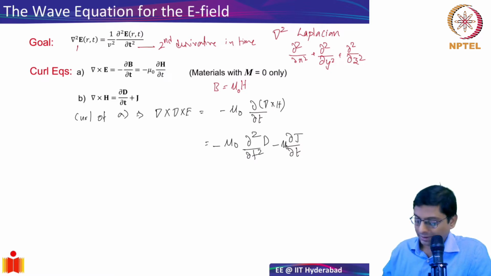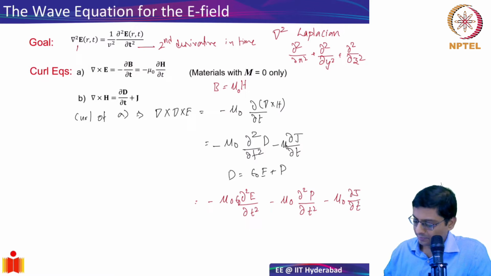And you also know from the constitutive relations that D is equal to epsilon naught E plus polarization P. So we can substitute and expand. What you'll end up getting is minus mu naught epsilon naught ∂²E/∂t² minus mu naught ∂²P/∂t² minus mu naught ∂J/∂t.